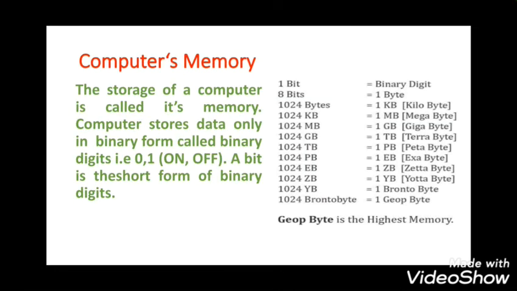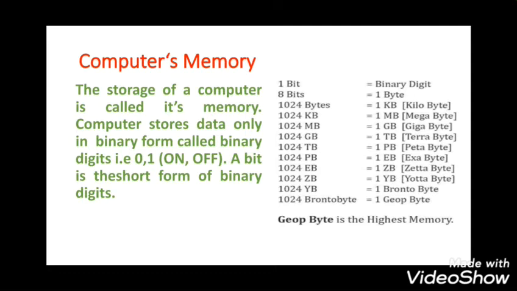Next topic of this chapter is computer's memory. The storage of a computer is called its memory. When we enter the data into a computer, it is converted into binary digits, that is 0 and 1, and then stored. A bit is a short form of binary digit. A bit represents a state of on and off. On state represents the binary digit 1 and off state represents the binary digit 0.